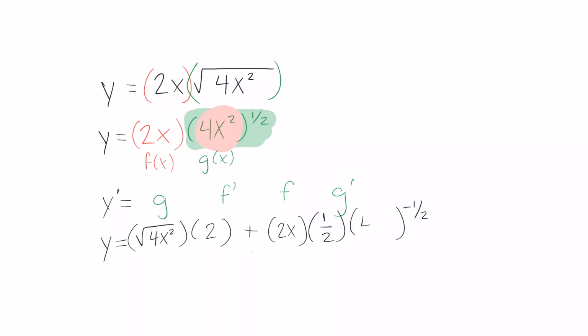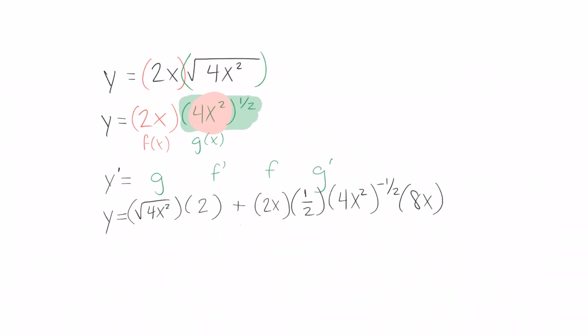Well, my inside hasn't changed. It's 4x squared. Now I need to multiply by the derivative of the 4x squared. What's the derivative of the red blob? 8x. Okay. And if we clean that up, I'm just going to put the 2 in front.